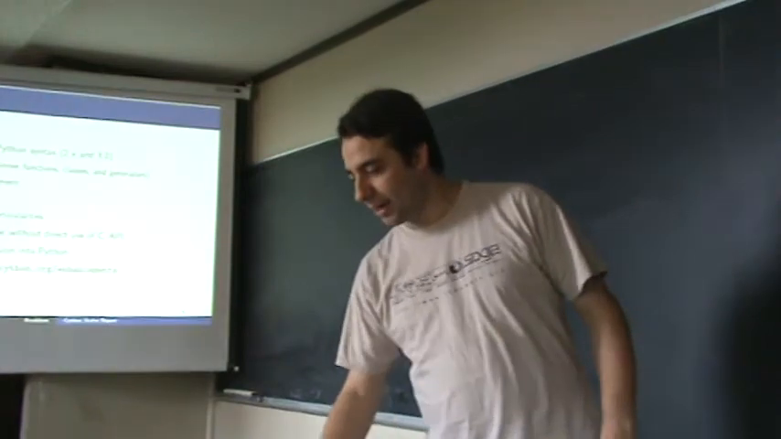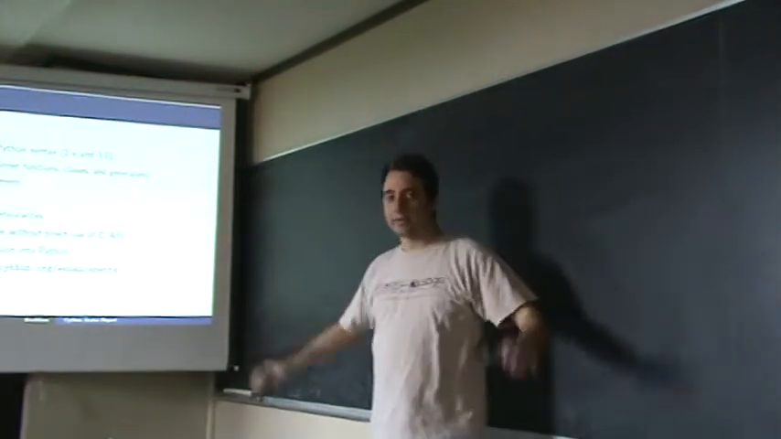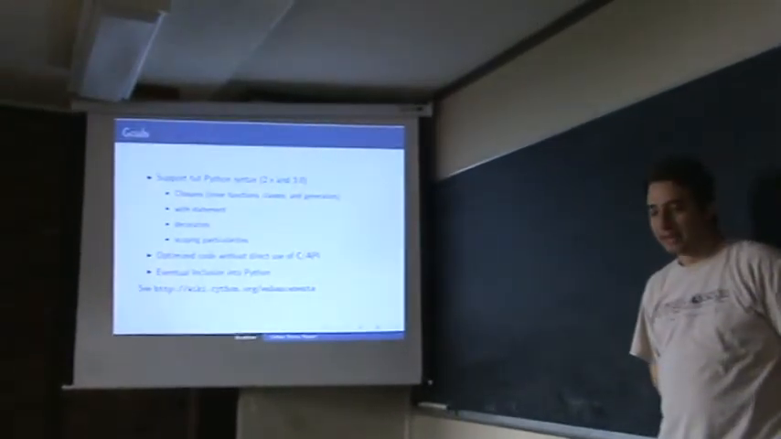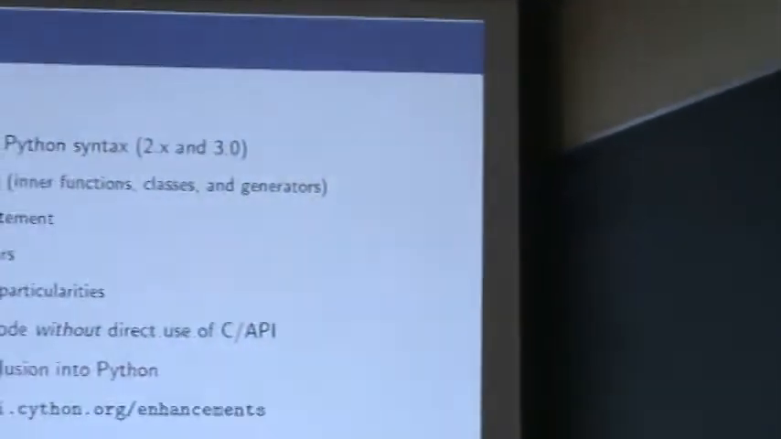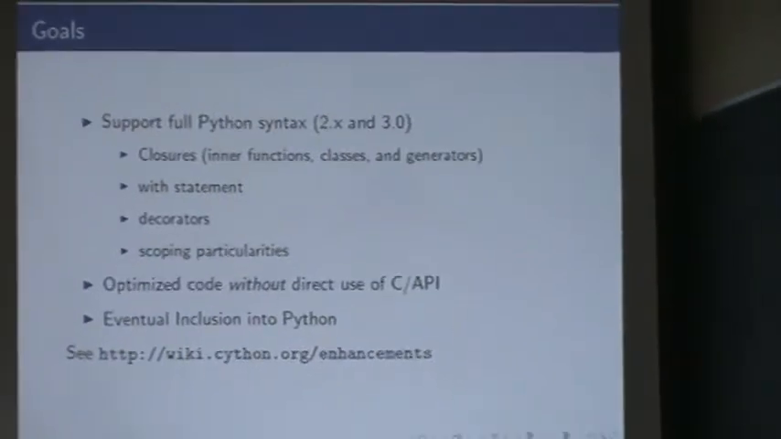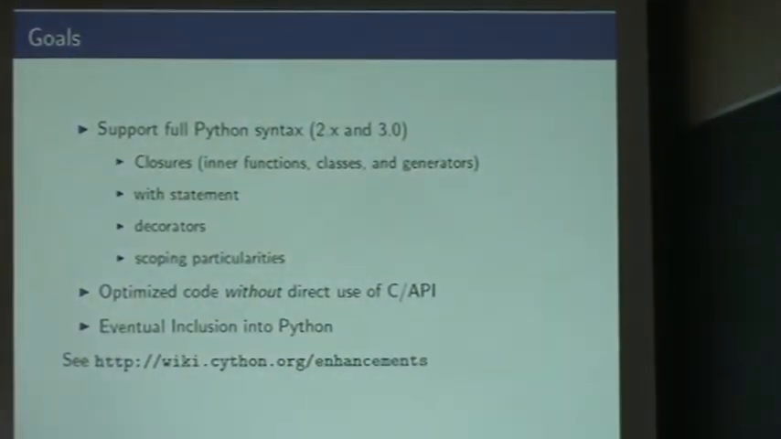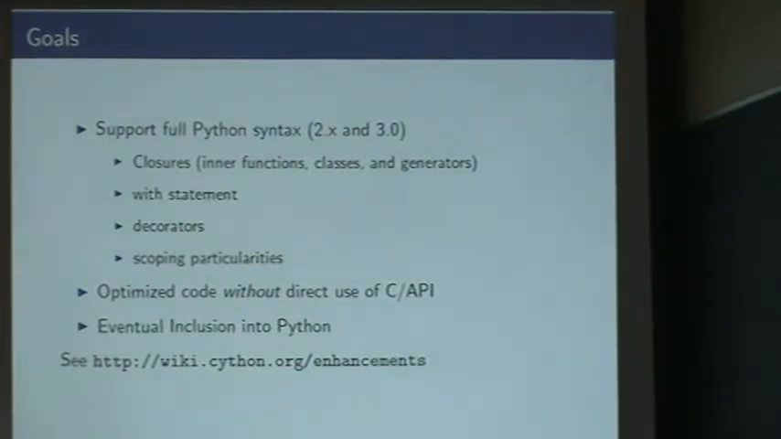So, in terms of the high-level goals of where I see Cython going, the biggest disadvantage of Cython right now is it doesn't support all of Python. And I think this is, for instance, the goal that's keeping us from doing a 1.0 release.